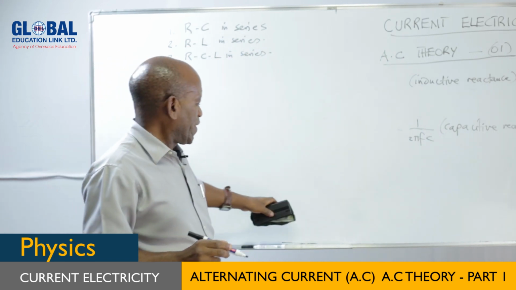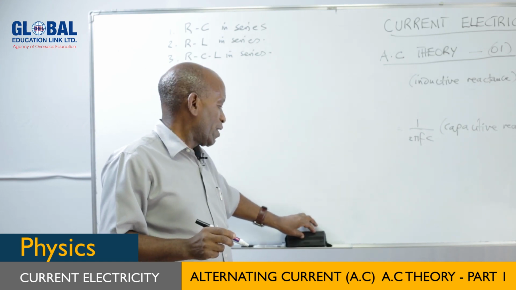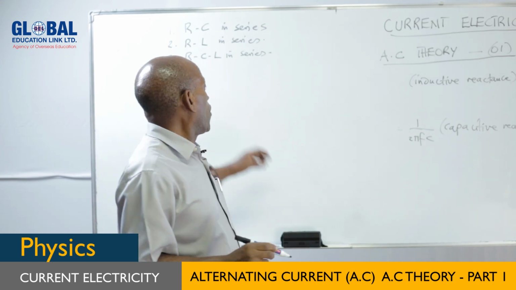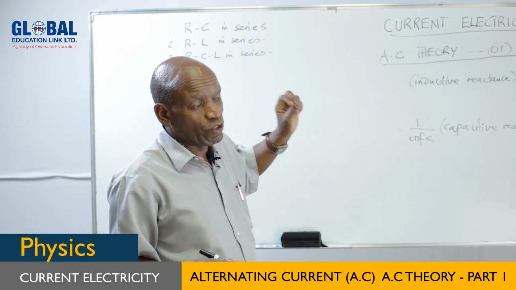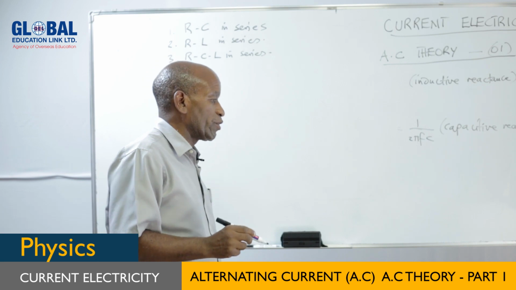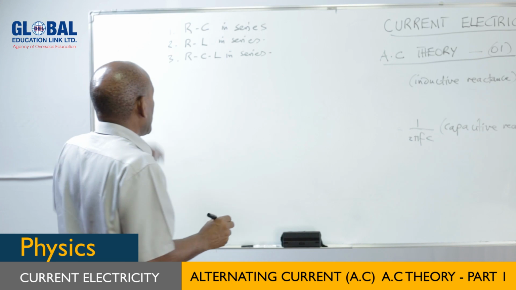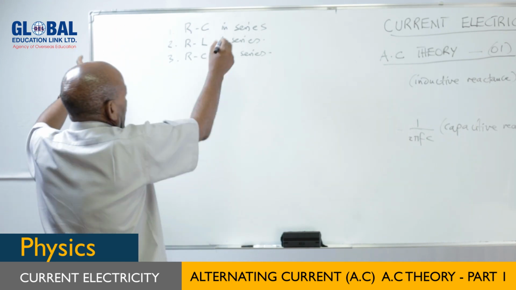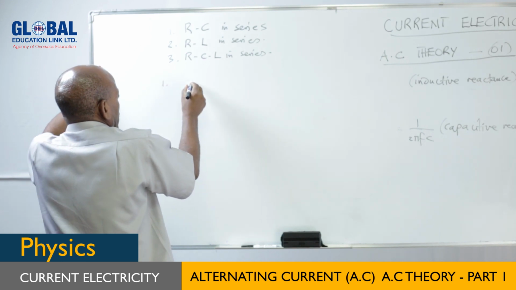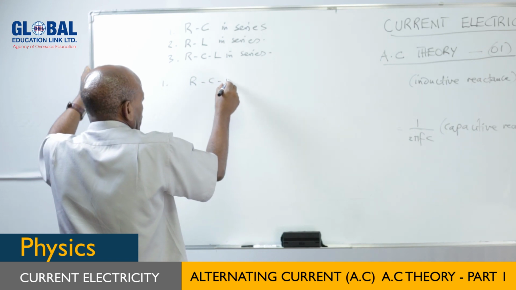So whenever they are connected in series, we can see that the total opposition of the combination is not called a resistance. We shall just mention that we call it an impedance. So first of all, let us look at the first case, whenever we have a resistor and a capacitor connected in series.